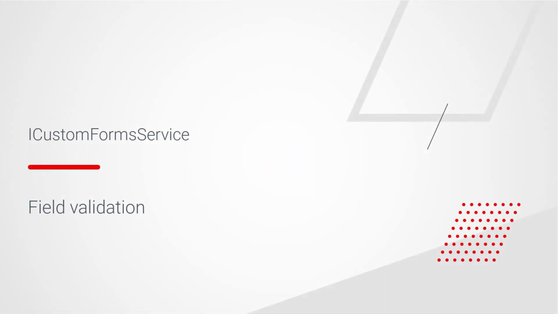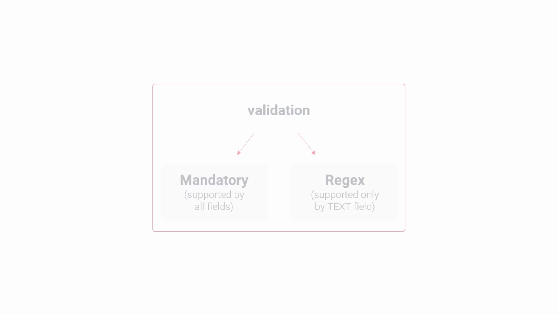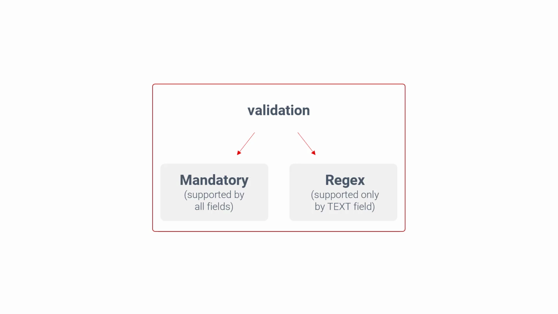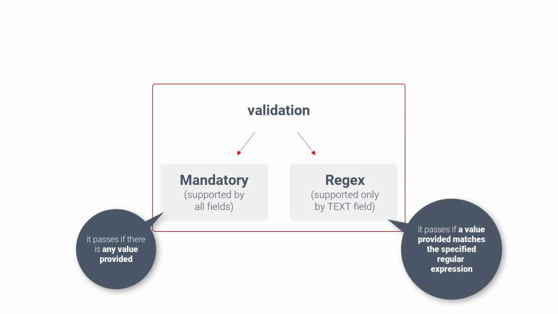In this lesson, we will learn more about validation. There are two types of validation, mandatory and regex. Mandatory is supported by all field types and passes if there is any value provided. Regex is supported only by text field and passes if provided value matches specified regular expression.